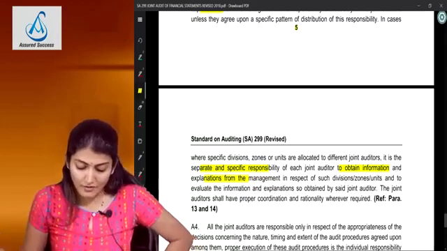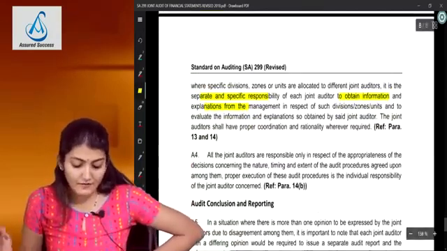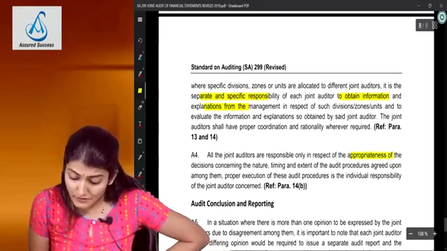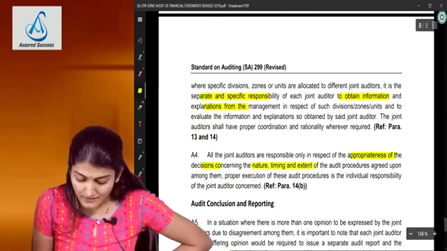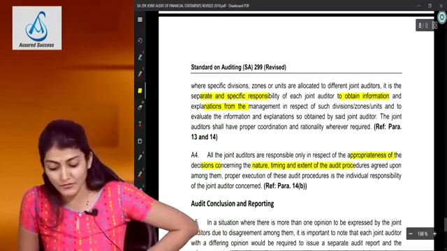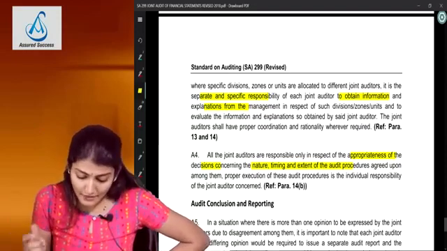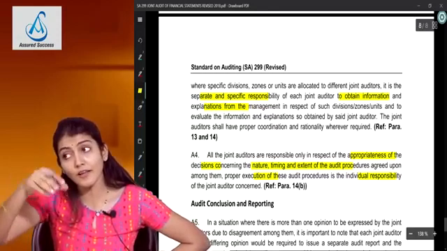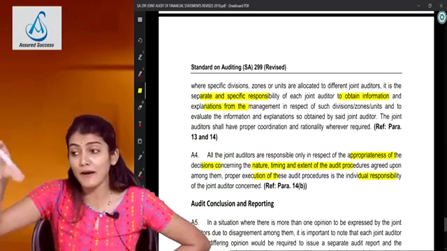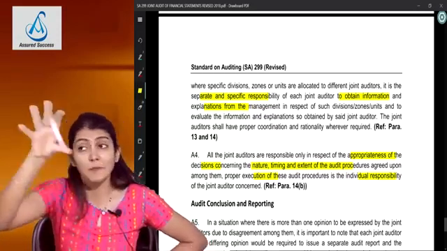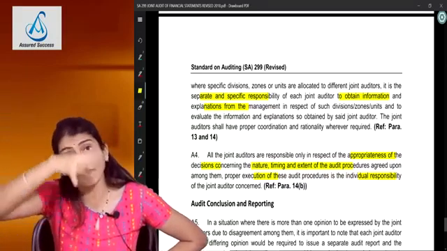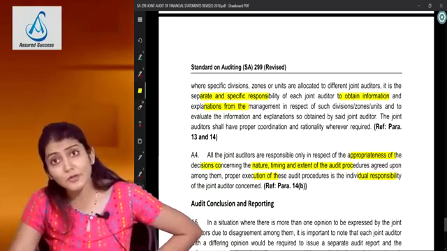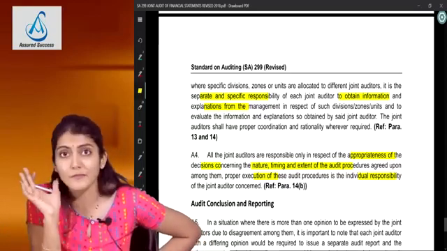Yes, the auditor shall have the proper coordination and rationality where required. And all the joint auditors are also responsible in respect of the appropriateness of the decisions concerning the nature, timing and extent of audit procedures to be performed, and the execution of those procedures is the individual responsibility. Deciding how each area will be checked, even if the balance sheet is being done by A and company, B and company, C and company will also be involved in deciding the nature, timing and extent of the procedures. Execution of those procedures is A and company's responsibility.